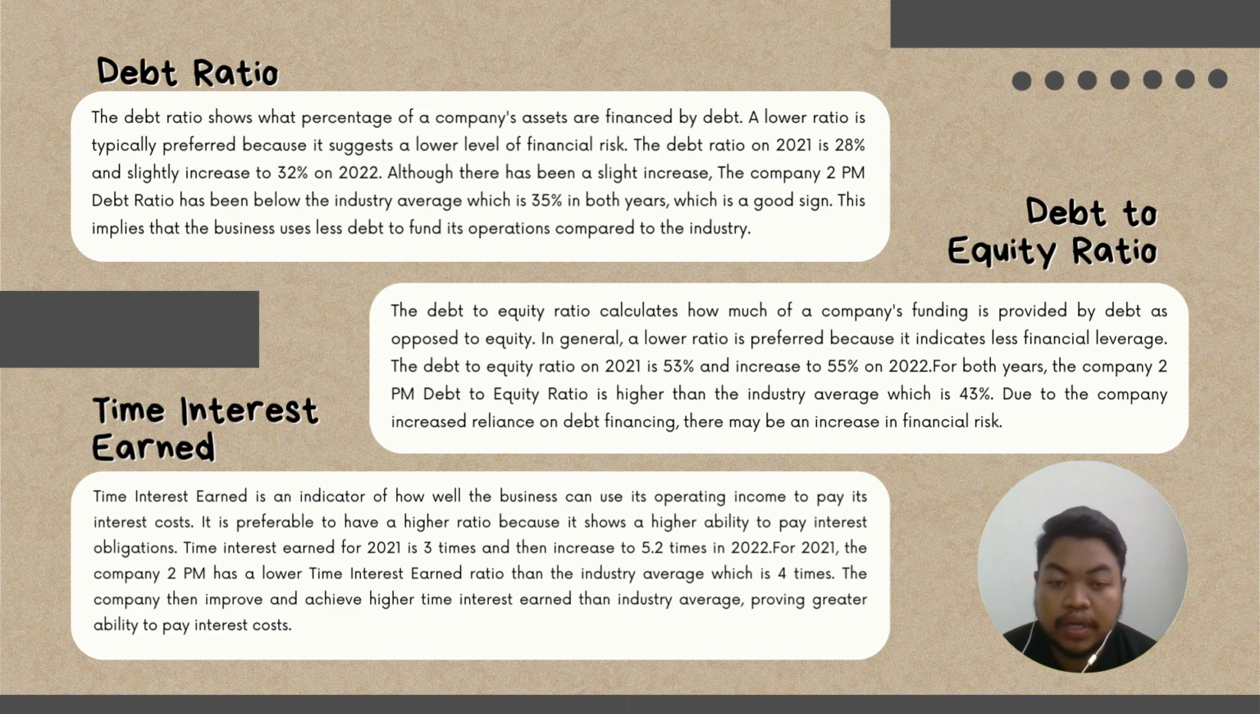For 2021, the company 2PM has a lower times interest earned ratio than the industry average, which is 4 times. The company then improved and achieved higher times interest earned than the industry average, proving greater ability to pay interest costs.